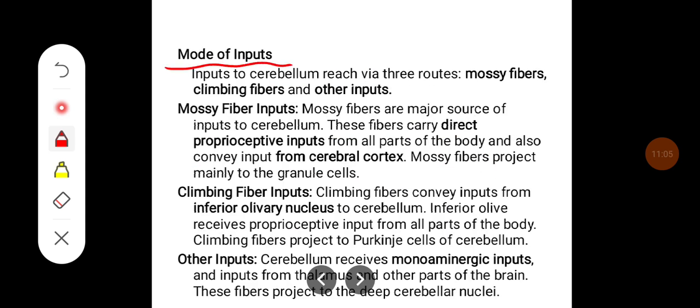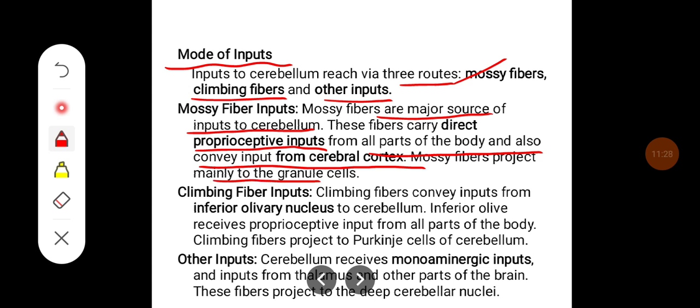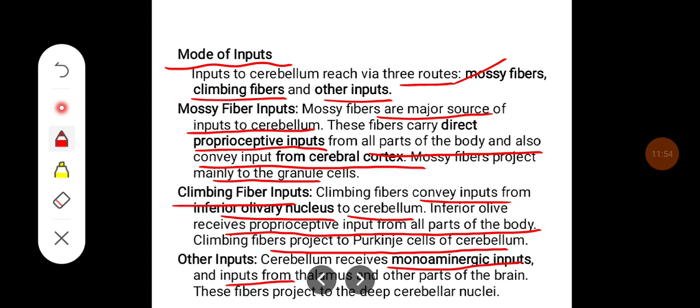Inputs to the cerebellum reach via three routes: mossy fibers, climbing fibers and other inputs. The mossy fibers are the major source of inputs to the cerebellum. These fibers carry direct proprioceptive inputs from all parts of the body and also convey input from the cerebral cortex. Mossy fibers project mainly into the granule cells. The climbing fibers convey inputs from the inferior olivary nucleus to the cerebellum. The inferior olivary nucleus receives proprioceptive inputs from all parts of the body, and climbing fibers project to the Purkinje cells of the cerebellum. As for other inputs, the cerebellum receives monoaminergic inputs and inputs from the thalamus and other parts of the brain. These fibers project to the deep cerebellar nuclei.